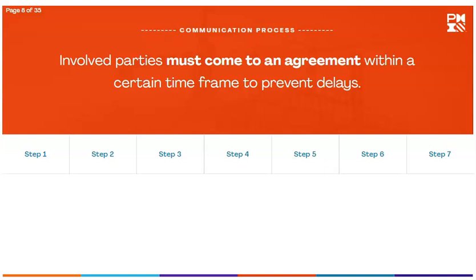Effective communication is vital throughout the IA process. Involved parties must come to an agreement within a certain time frame to prevent delays. If they do not, the owner's interface manager must become involved. Let's take a look at a typical IA development communication process, which consists of 7 steps. Click on each step to learn more.